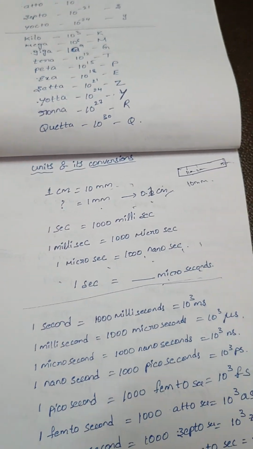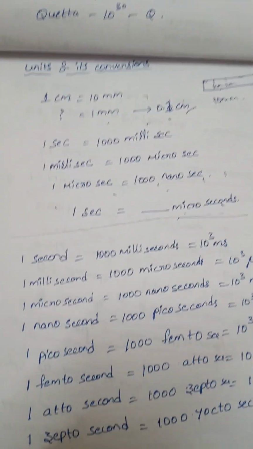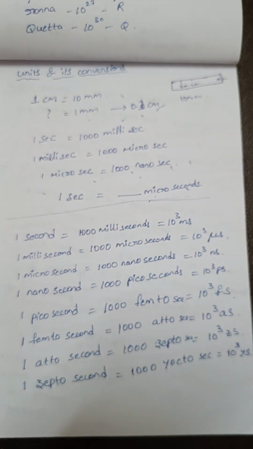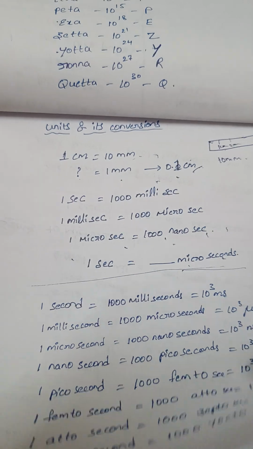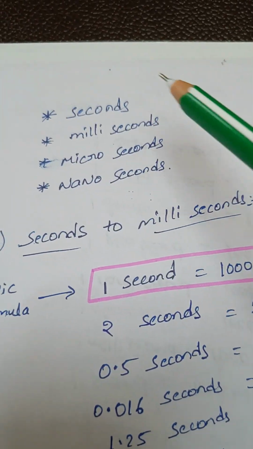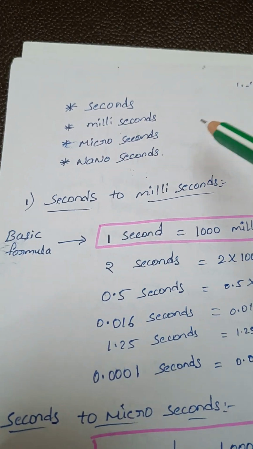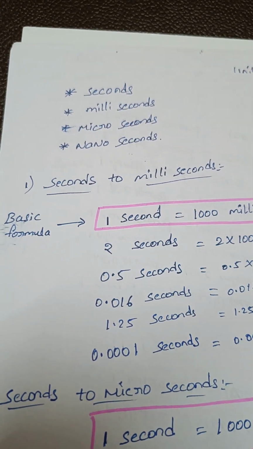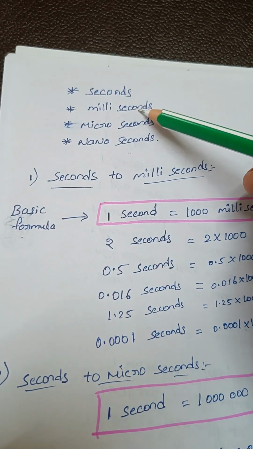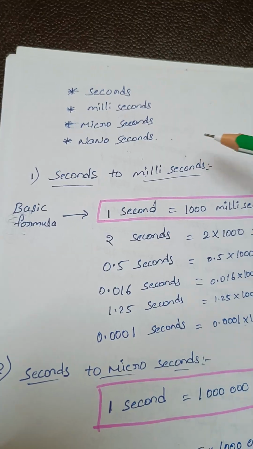These are the basic steps you need to remember. Then we will go to units and their conversions, and we will convert those values. Here 1 second equals 1000 milliseconds. Totally I am considering only 4 units: seconds, milliseconds, microseconds, nanoseconds. So we have 4 units and we will get 12 combinations. In seconds, we will consider seconds to milliseconds, seconds to microseconds, seconds to nanoseconds, and like that we will convert.